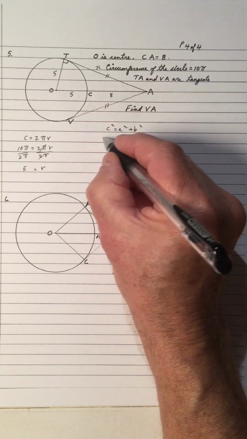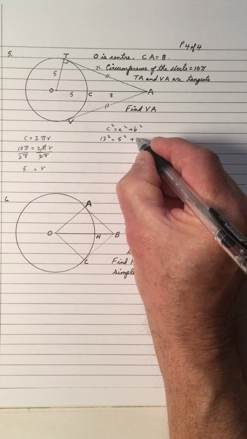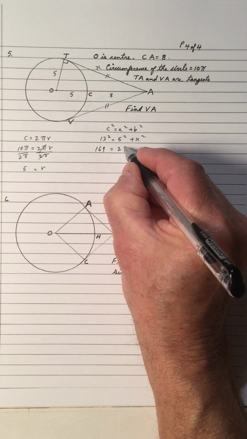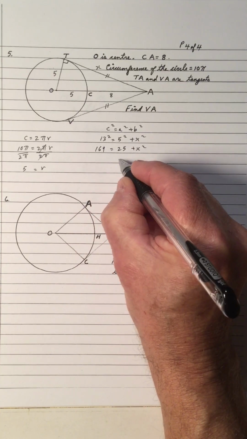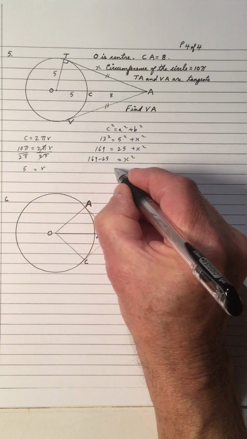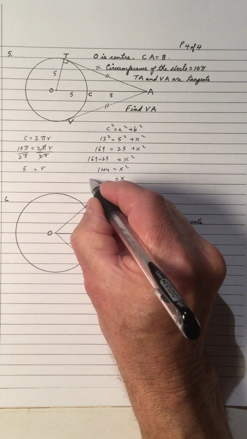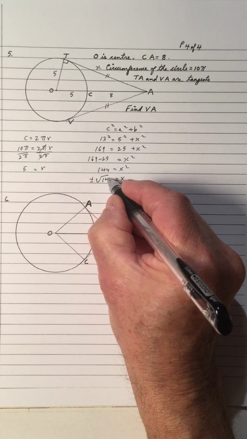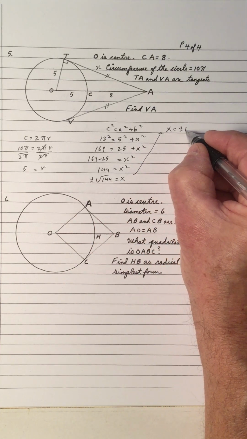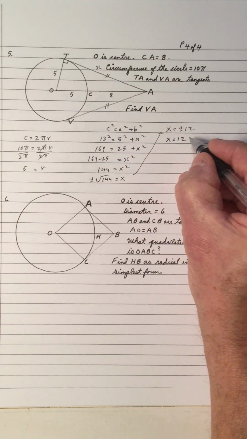5 and 8 is 13. A is 5 and B is x. 13 squared is 169. 5 squared is 25. So x squared is 169 minus 25. x squared is 144. x is plus or minus the square root of 144. x is equal to plus or minus 12. And x can't be negative, so x is 12.